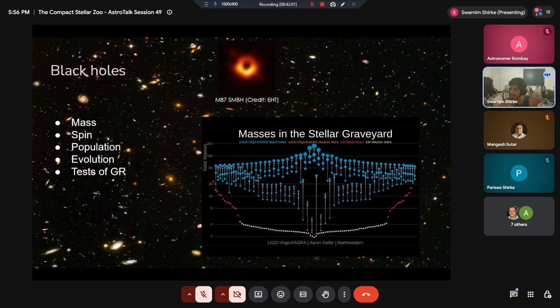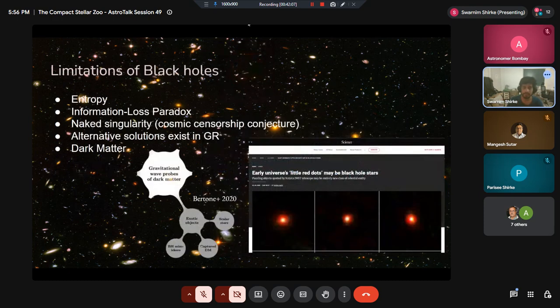You can do particle physics, right? Neutrino physics. This is something you can do using black holes. There are certain limitations, as we said, that we don't know if they are necessarily black holes. There's this recent news article, early universes, little red dots, something that has been observed by the recent JWST telescope, but there's still no consensus about what it is.